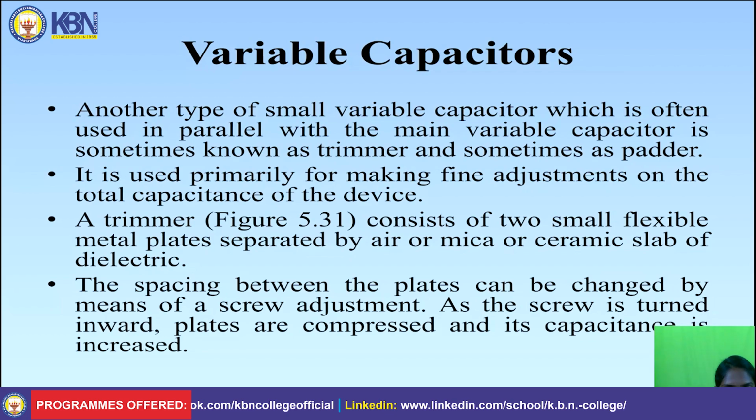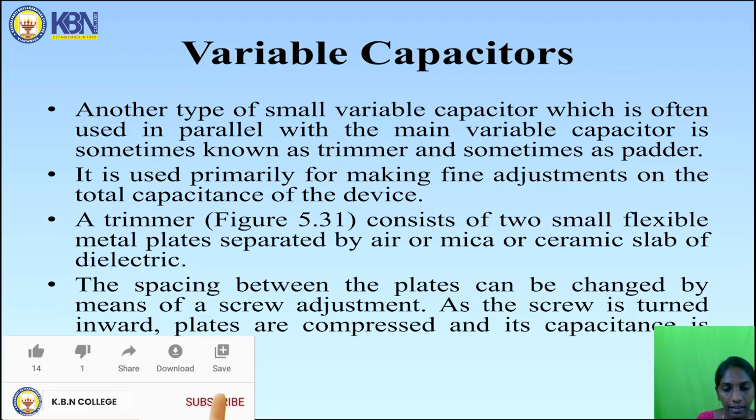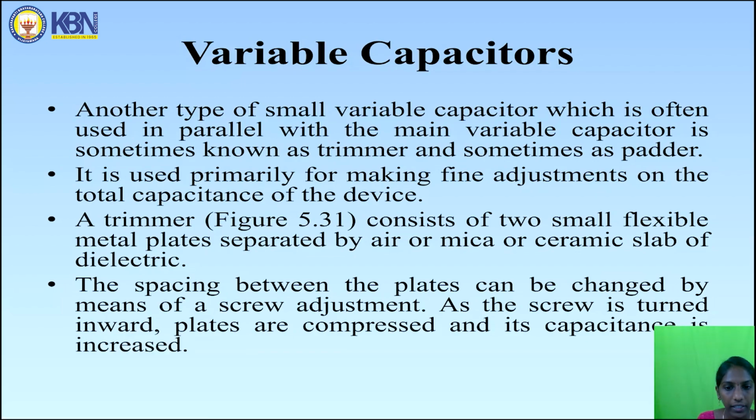It is used primarily for making fine adjustments of the total capacitance of the device. A trimmer consists of two small flexible metal plates separated by air or a mica or ceramic slab of dielectric. The spacing between the plates can be changed by means of a screw adjustment. As the screw is turned inward, the plates are compressed and its capacitance is increased.